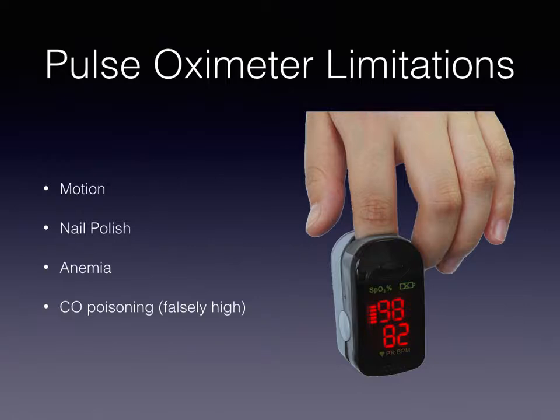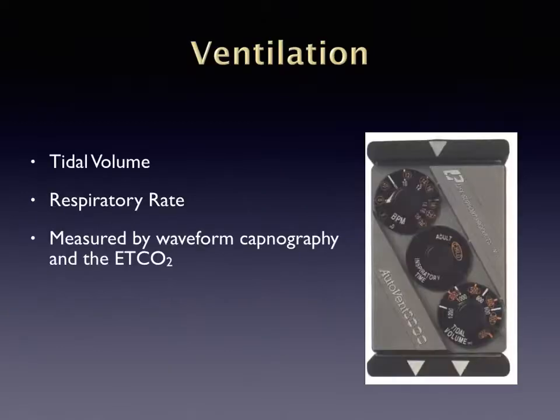Now the pulse oximeter has some limitations. We all know that with motion, especially in the back of an ambulance, it may be difficult to get a good reading. Nail polish sometimes affects things. Anemia can affect the pulse oximeter. And in carbon monoxide poisoning, we may actually see a false high reading. So there are a few problems when the pulse oximeter is not great.